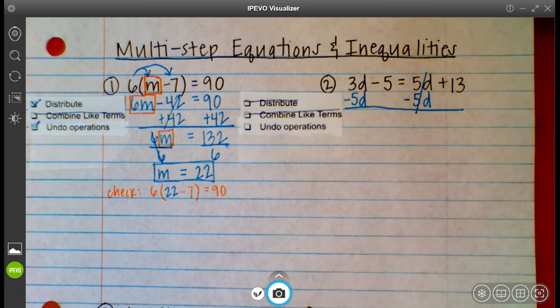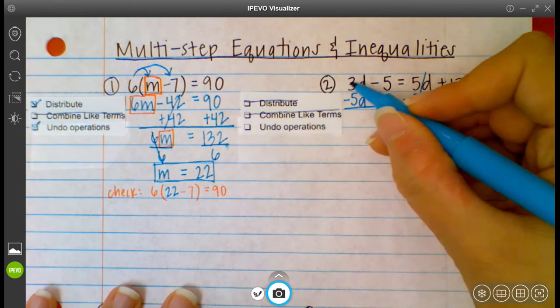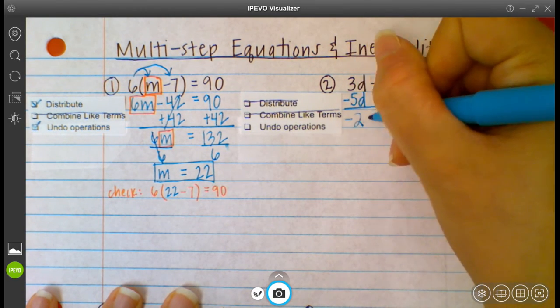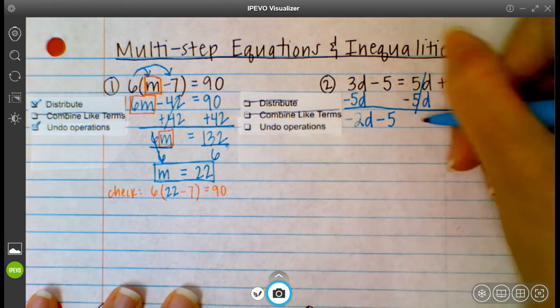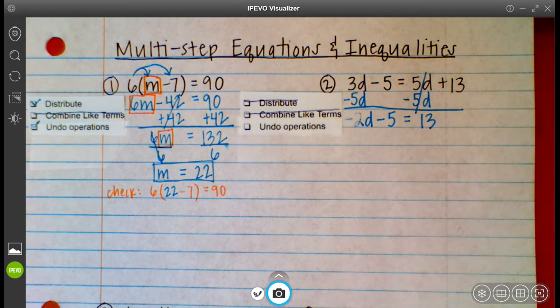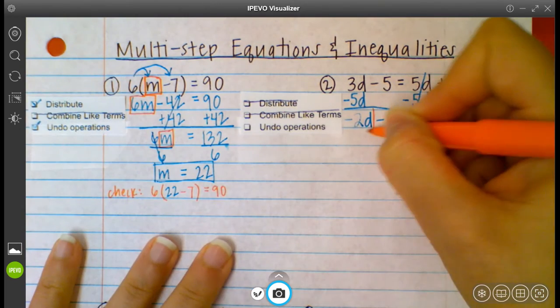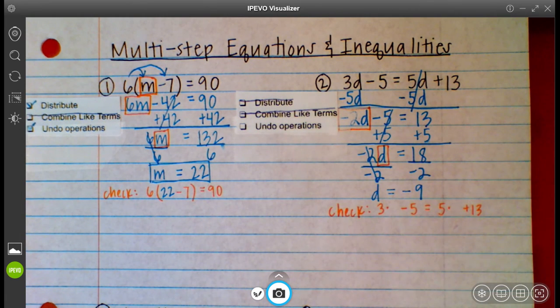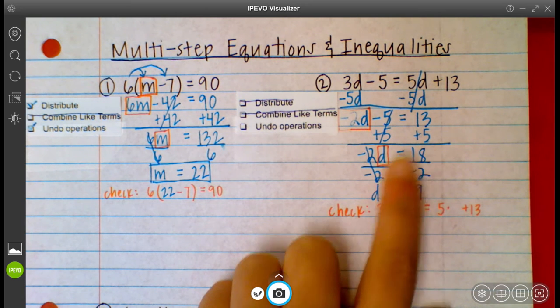Our 5D minus 5D will go to 0. But our other pieces, 3D minus 5D would give us negative 2D minus 5 equals 13. So now we're back to our two-step equations. So we're going to box our negative 2D, and I want you guys to go ahead and solve for D, so to undo that operation of subtract 5. Okay, so we should have added by 5 to both sides.